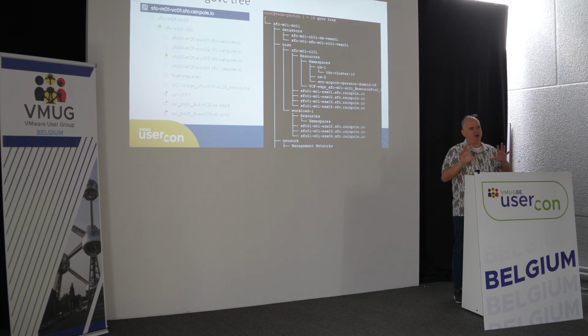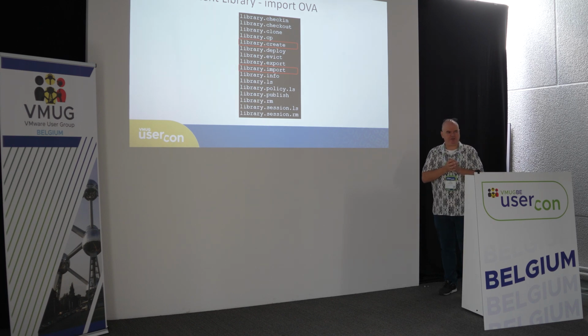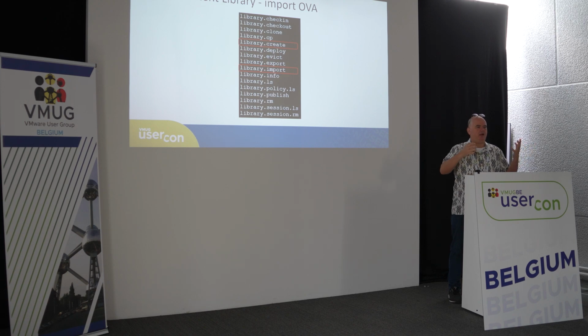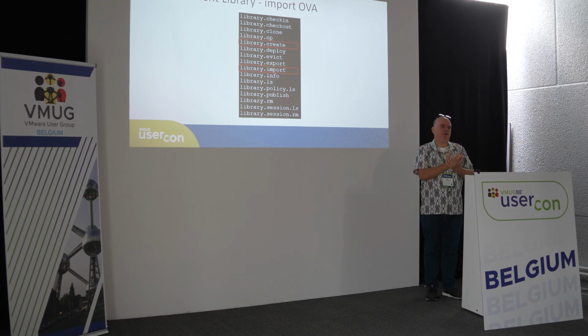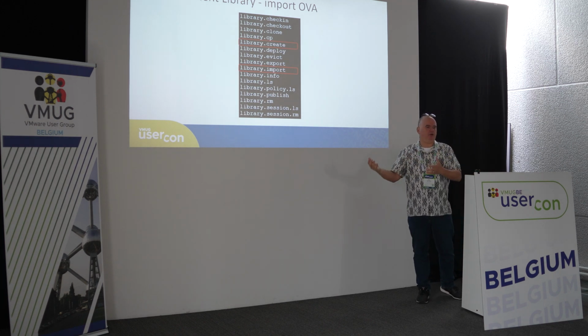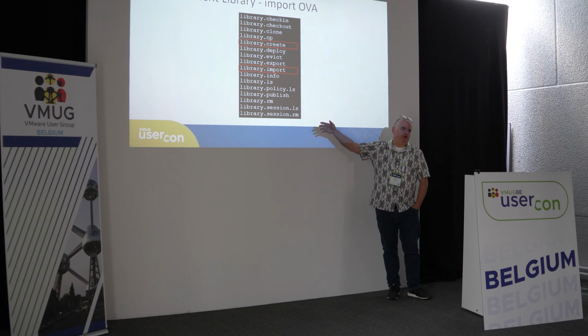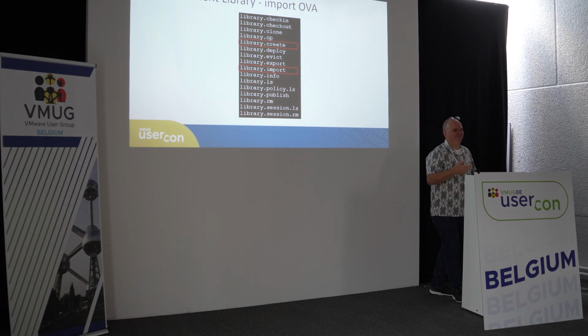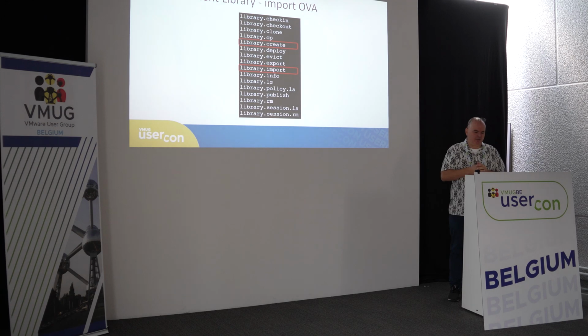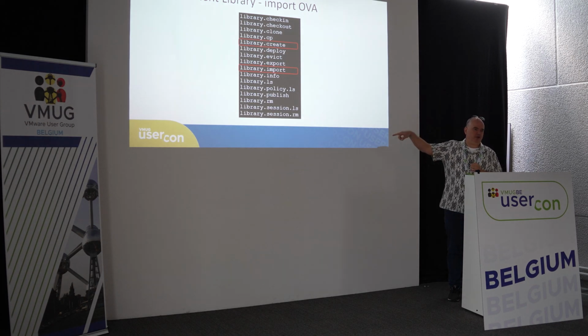Now, we've looked around. Now, let's look at doing something with that, right? One thing I would like to use as an example is, I'd like to create a content library and import an OVA into the content library. And then later in the session, we'll use that OVA to deploy a VM. So for the content library, the object is library. It's not content library, that would be too long. So it's just library.something. And I'm going to use the create function and the import function.